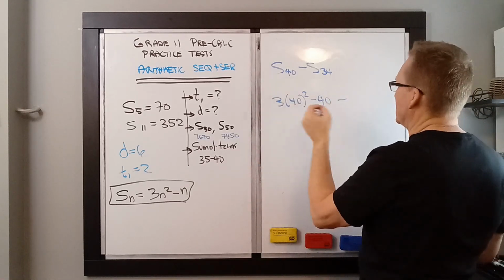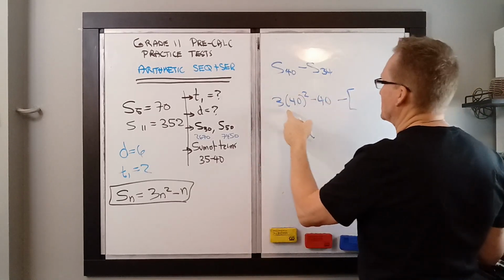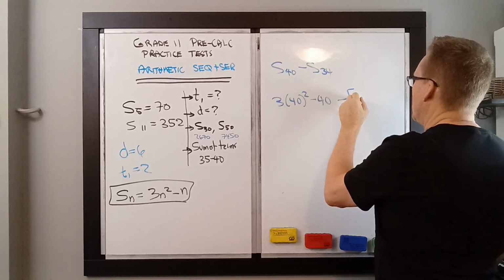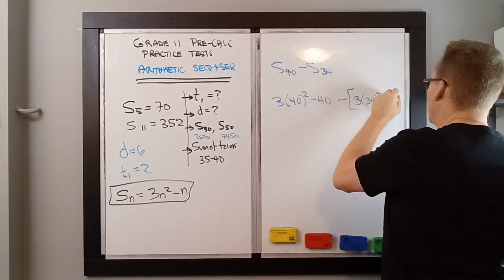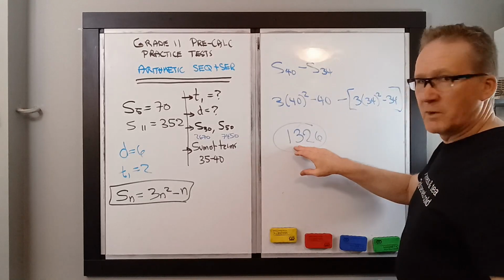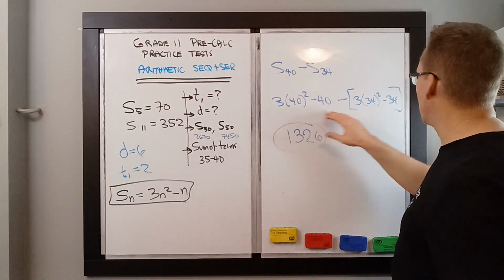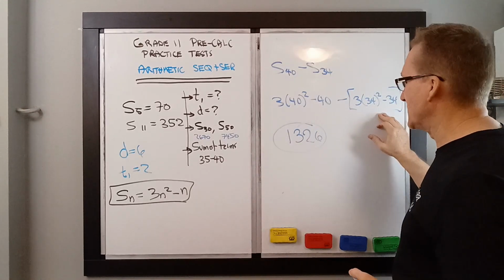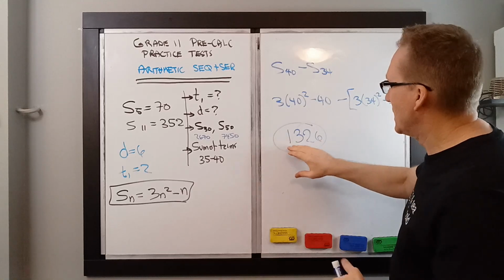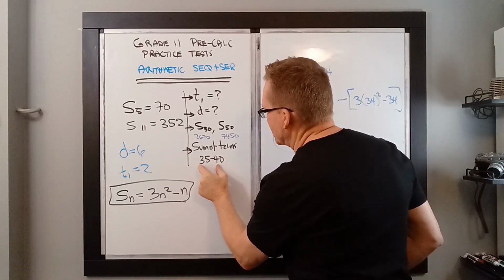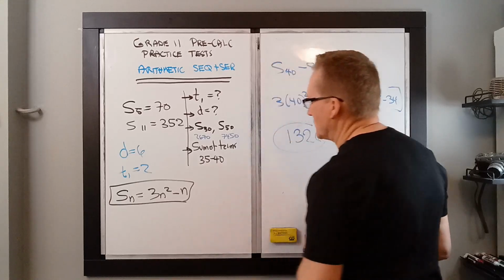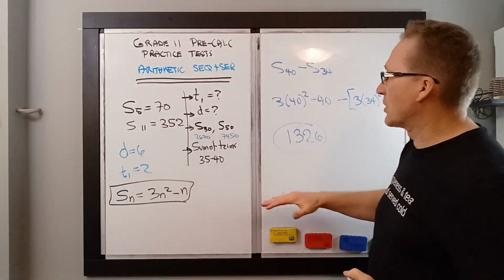And then subtracting, don't forget the big brackets here, so you do the same thing here. 3 times 34 squared minus 34. I got 1326 for all of this. You can plug this into your calculator yourself. So that would be the total of the sum between 35 and 40, of course, including the term 35 and including the term 40. This was a little bit more complicated one.